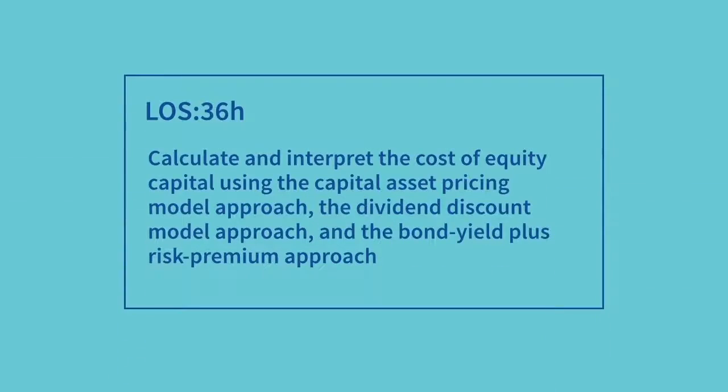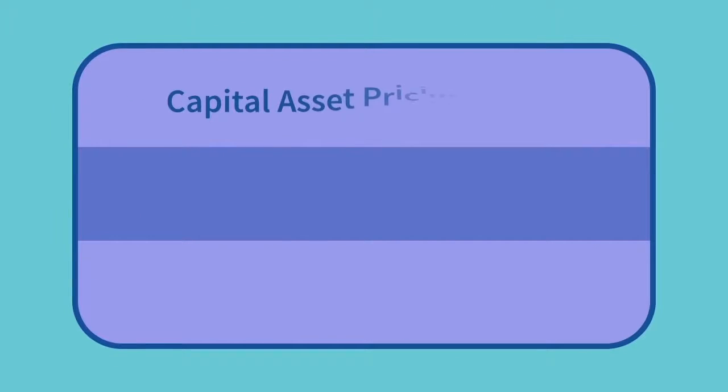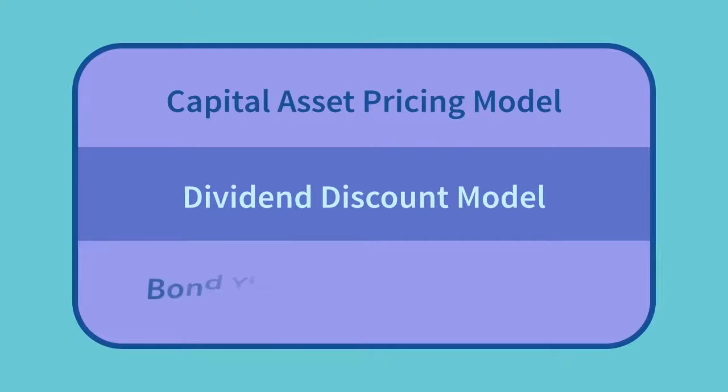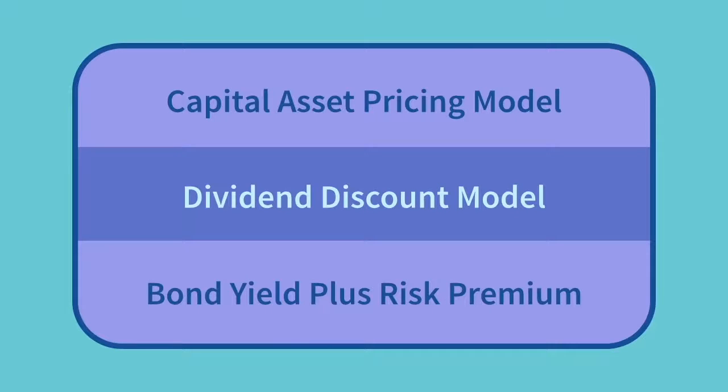Calculate and interpret the cost of equity capital using the capital asset pricing model approach, the dividend discount model approach, and the bond yield plus risk premium approach. Now, as you might have guessed from the LOS, we have three methods to estimate the return common equity holders will require: the capital asset pricing model, the dividend discount model, and the bond yield plus risk premium approach.